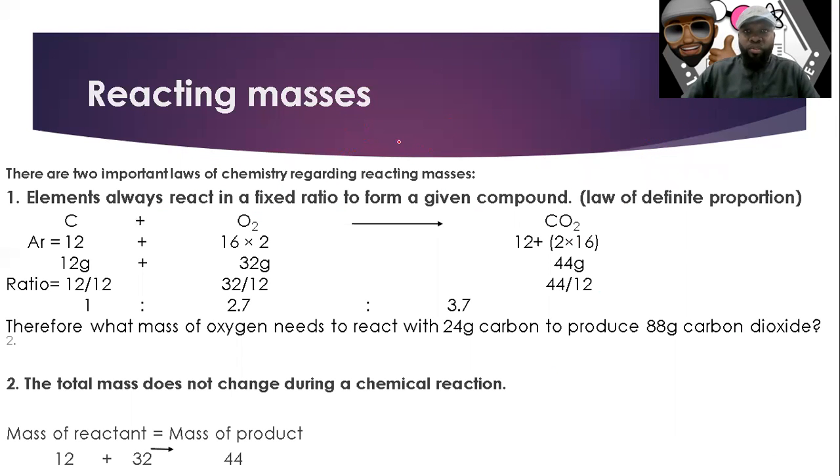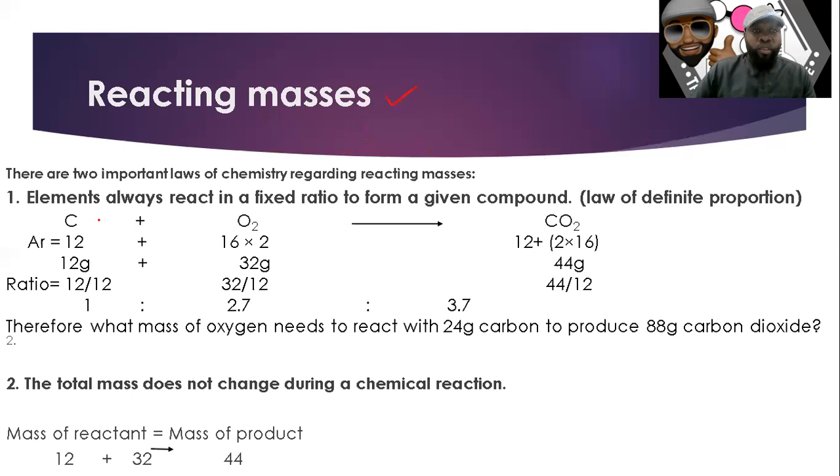Reacting masses. So now we'll move on to look at reacting masses. There are two very important laws of chemistry regarding reacting masses. Law number 1: elements always react in a fixed ratio to form a given compound. This is called the law of definite proportion, or sometimes the law of definite composition.